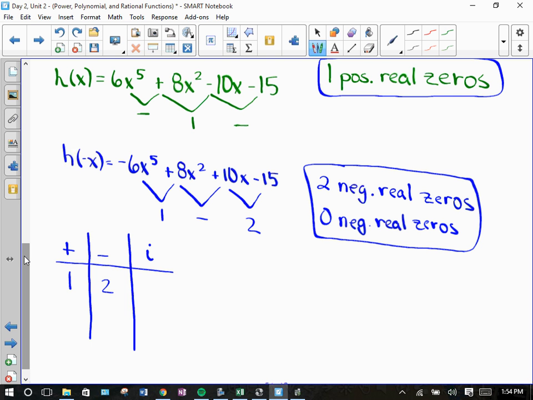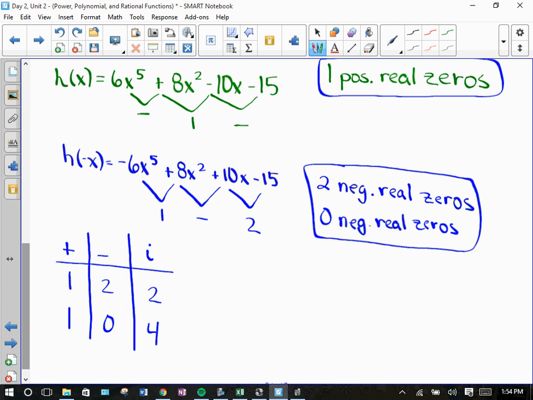So if we have one positive, two negative, that's 3. We know there's 5 total, how many does that leave for imaginary? 2. Alright? Now, what is another option we can have for negative zeros? 0. So if there's 1 and 0, that's a total of 1, how many does that leave for imaginary? 4. Alright, so notice, again, I said imaginary is in pairs. 2, 4. You can't have 5, 3, or 1.